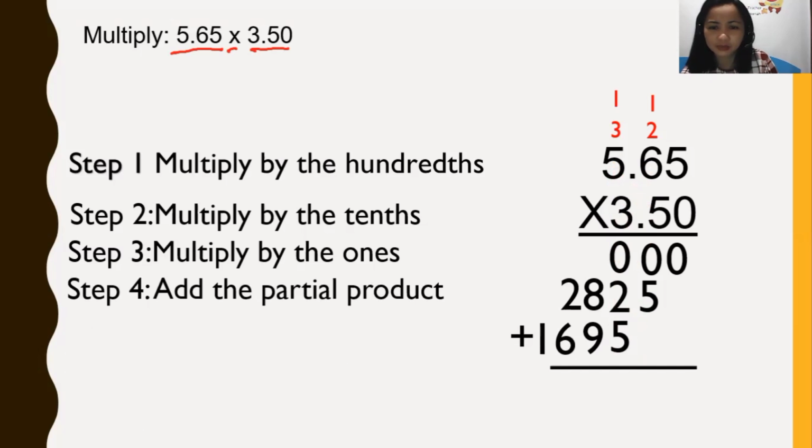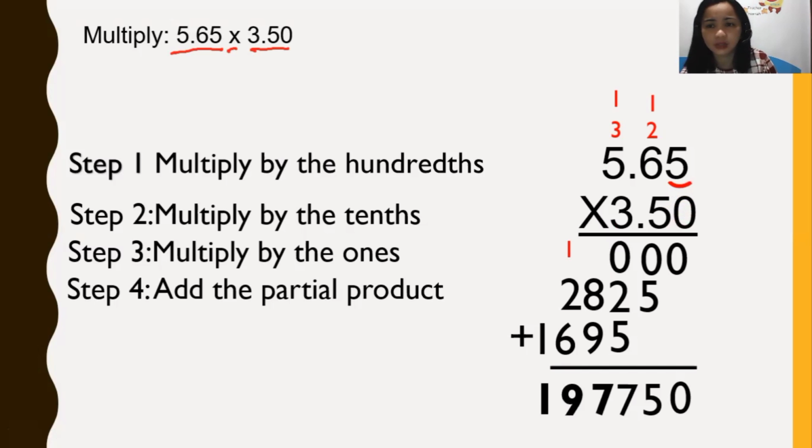We have 0, 5, 2 plus 5 is 7. We have 8 plus 9 is 17. Carry 1. We have 2 plus 6 is 8. Plus 1 is 9. And then bring down 1.